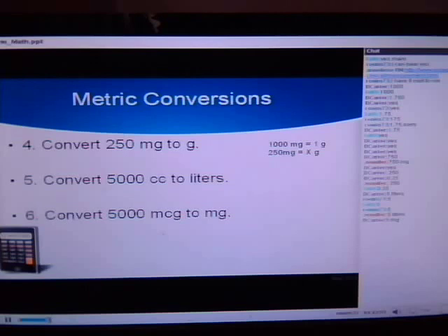Convert 5,000 milligrams to micrograms. You see what I just did? I almost read that question wrong. And that's what we're going to do on the NCLEX if we don't pay attention. So convert 5,000 micrograms to milligrams. Good. All right.